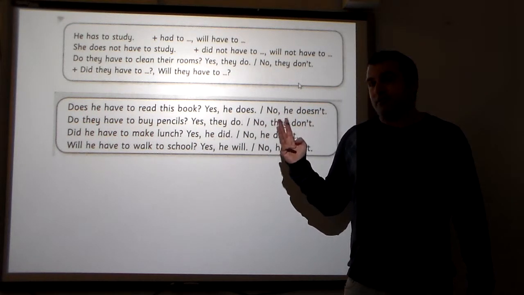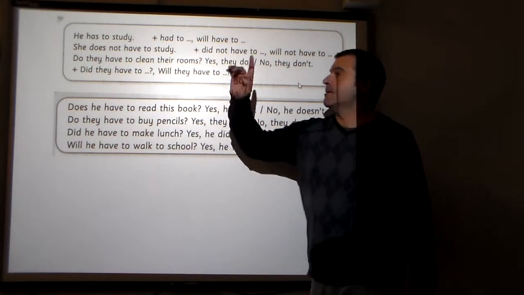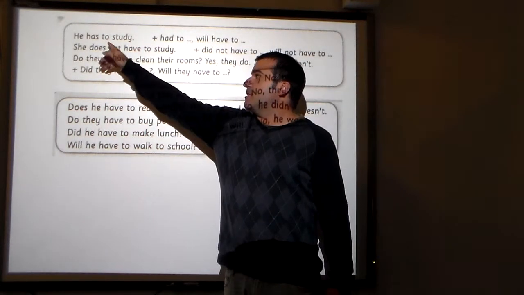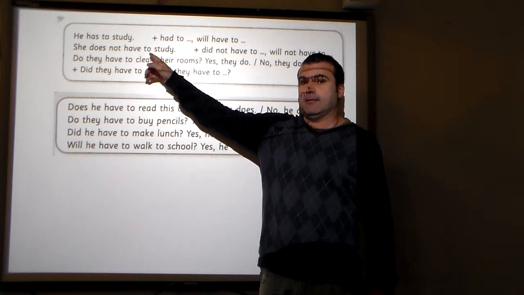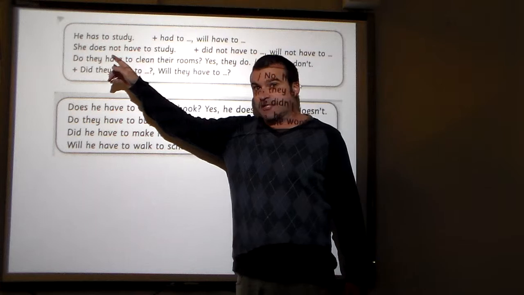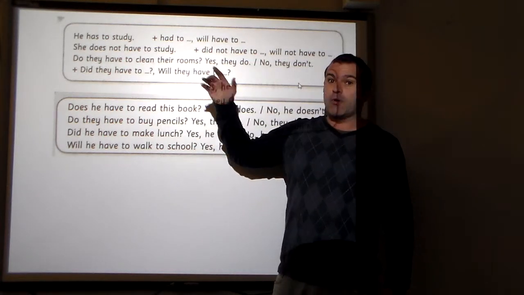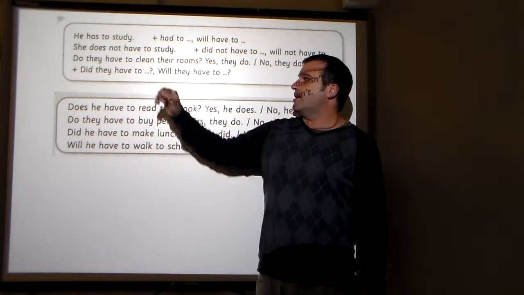Basically, there are three types of sentences. We've got the affirmative sentence. He has to study. That's his duty. That's what he's got to do. That's what he must do. He has to study.